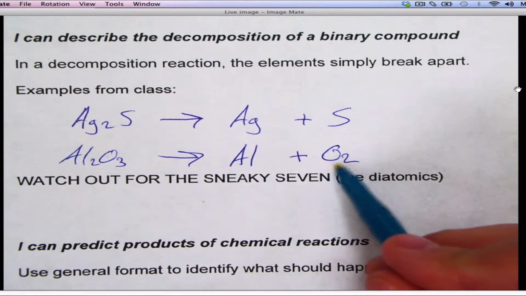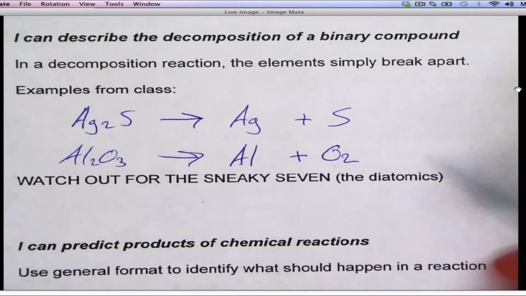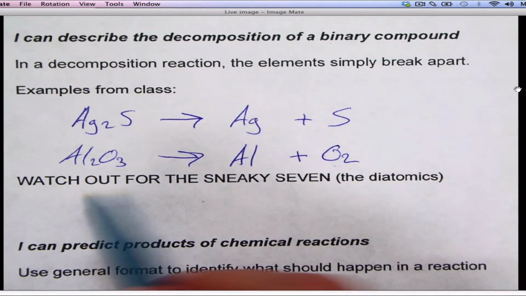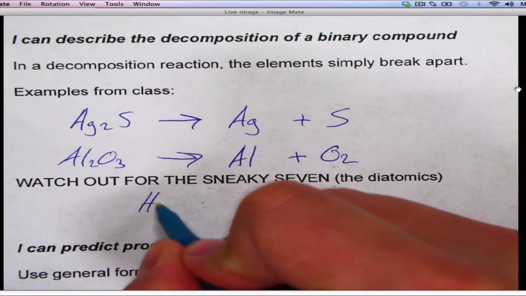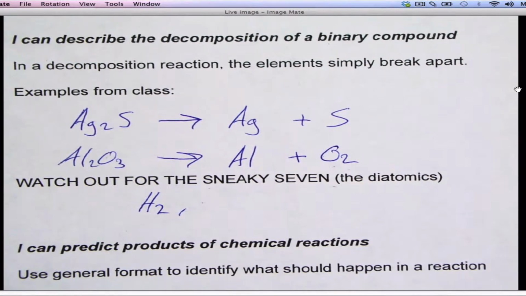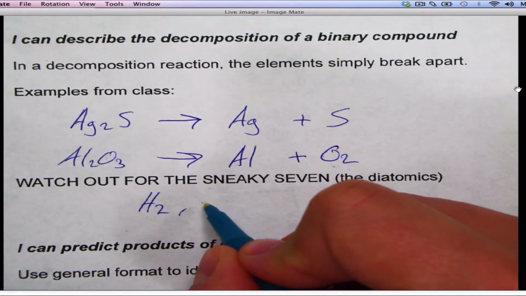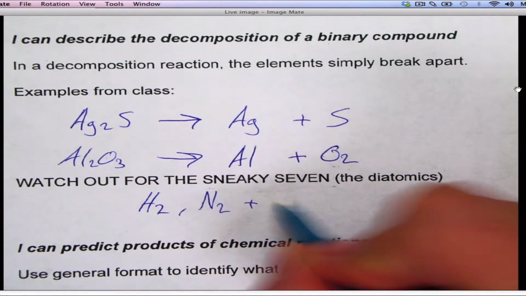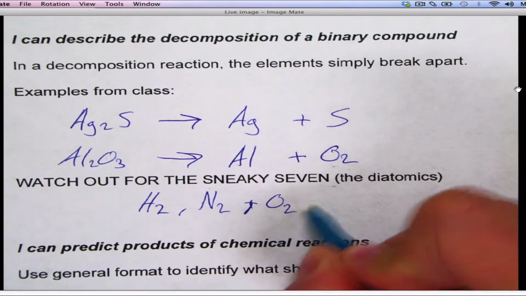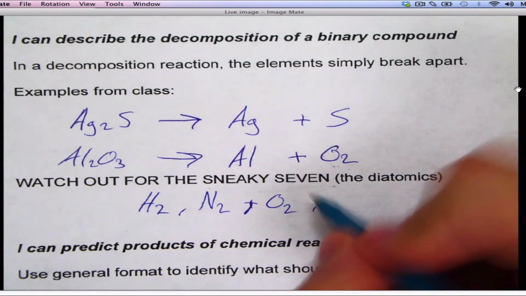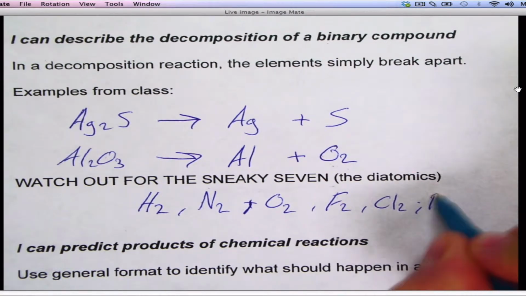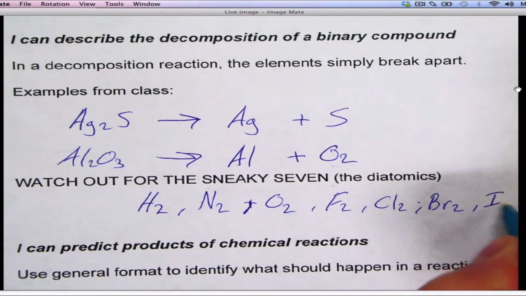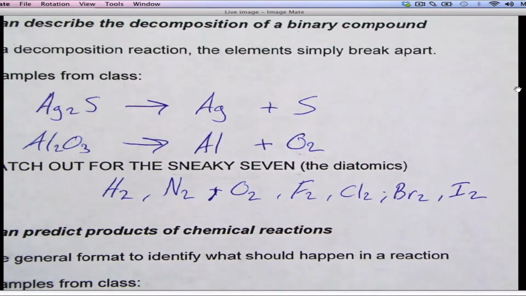Here's what you got to realize: there's certain elements when they're written by themselves, okay, that means with nothing else, that are going to be O2s. They're called diatomics, okay? They're called the sneaky 7, okay? And here's a list of the sneaky 7. When they're by themselves, they're listed as this. So hydrogen's 1. Hydrogen, nitrogen, oxygen, fluorine, chlorine, bromine, and iodine. There's your sneaky 7.